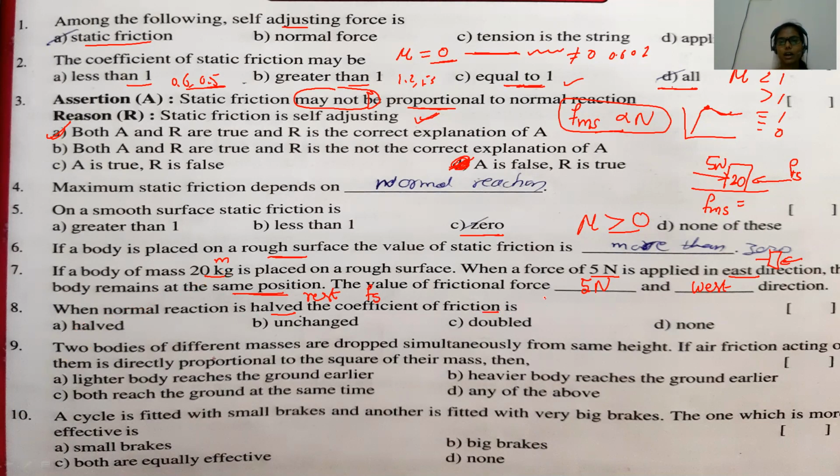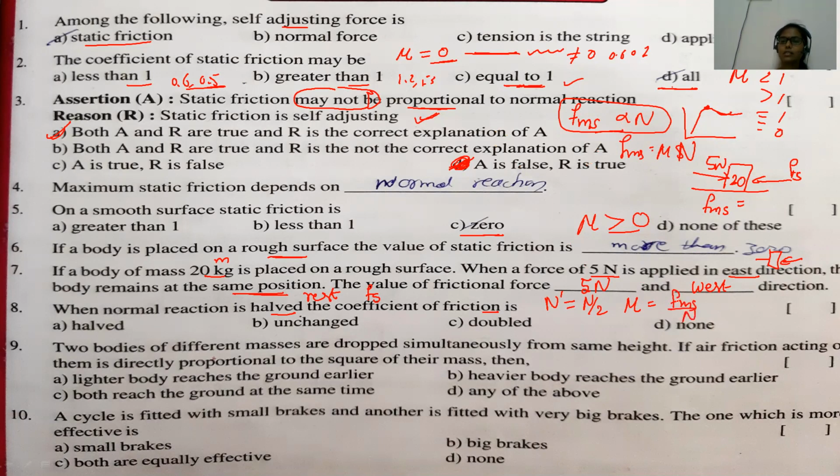Next question. When normal reaction is halved, children, what happens to the coefficient of friction? Normal reaction is halved, so N prime is equal to N by 2. You know the coefficient of static friction formula. So f_s is equal to mu_s times N actually. This is the formula where mu is given by f_s divided by N actually.